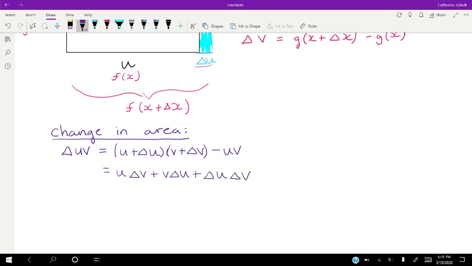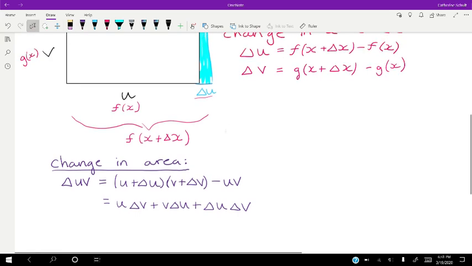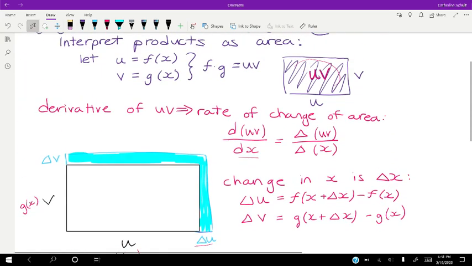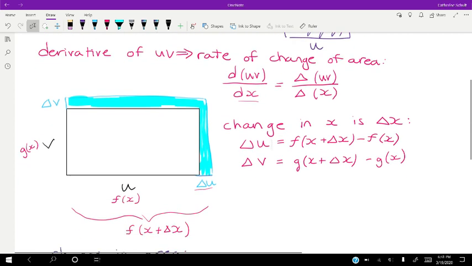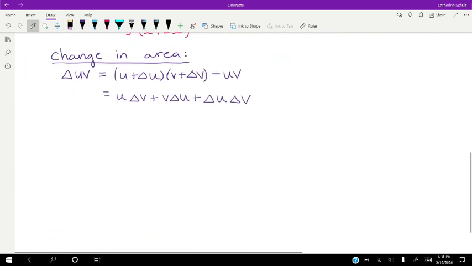Okay, there you go. So once we have the change in area, to get back to the derivative, let me go up. Remember, we want to get the derivative of a product. We have to take it with respect to x. Okay, so we're going to look at the change in area and compare it to the change in x. So essentially we're just going to divide everything by the change of x. All right, so that's going to give us a rate of change.